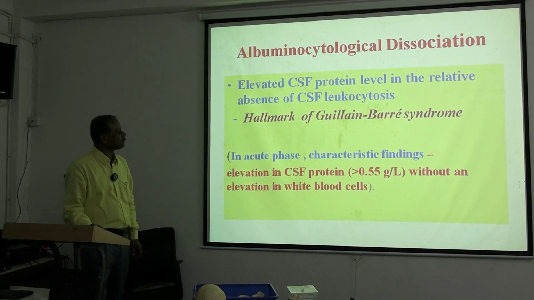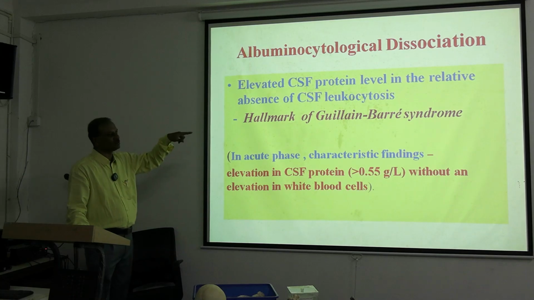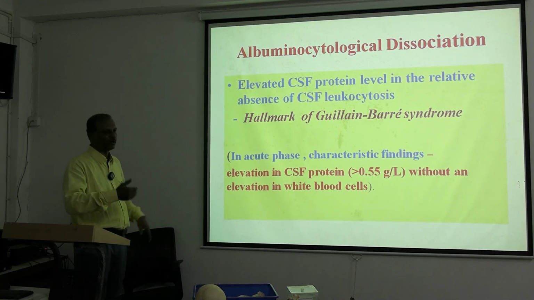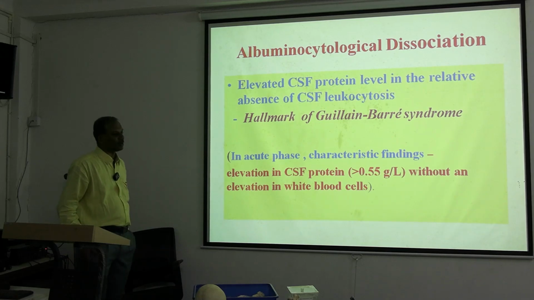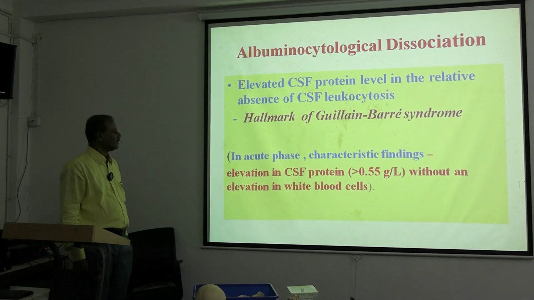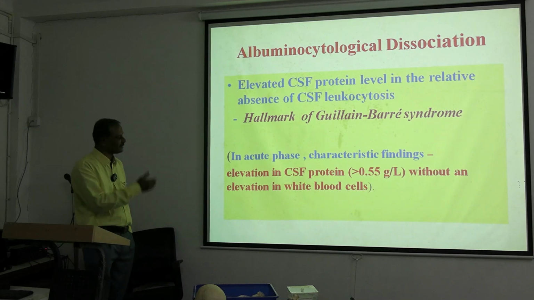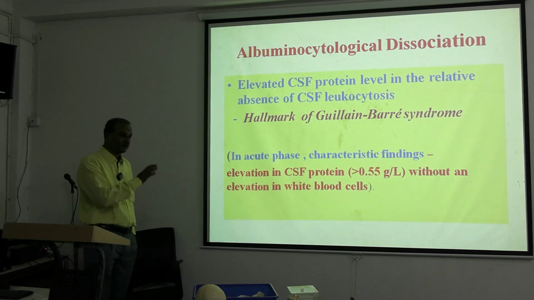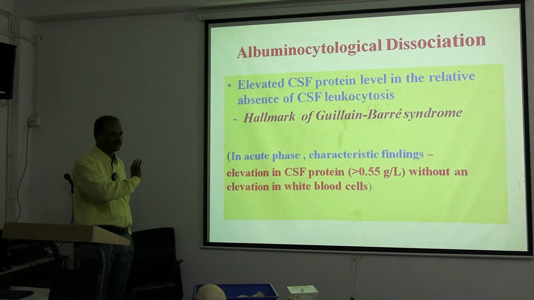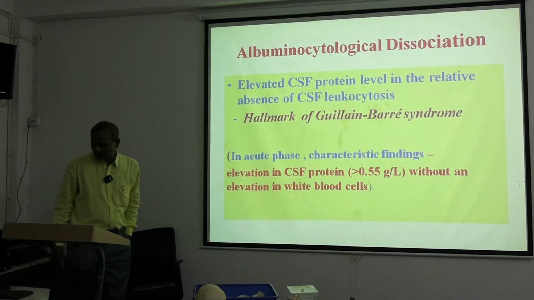So there is elevated CSF protein level in the relative absence of CSF leukocytosis. The cell count will be lower, but the protein level will be higher compared to that. So it is a hallmark of Guillain-Barré syndrome. In the acute phase, what happens? There is elevation of CSF protein, but at that time the CSF white blood cell count is not increased. An isolated elevation in the early phase.